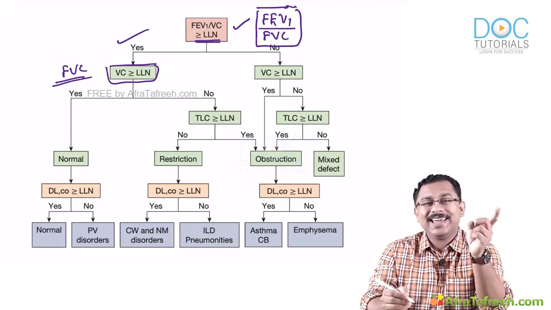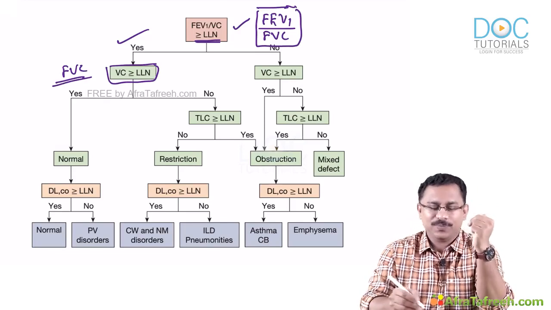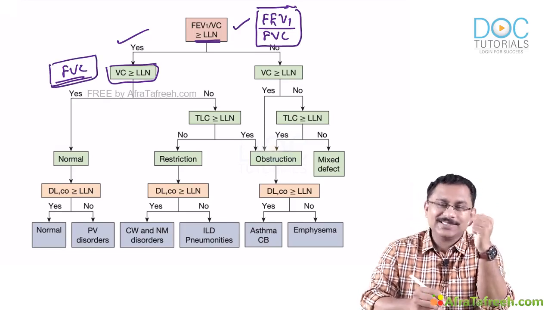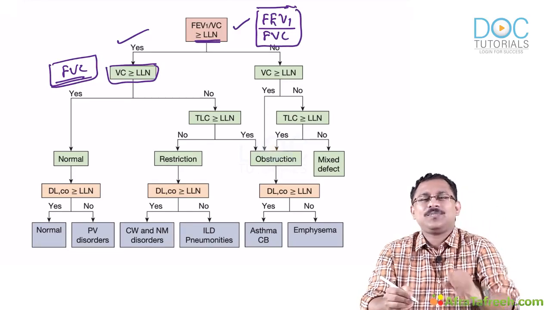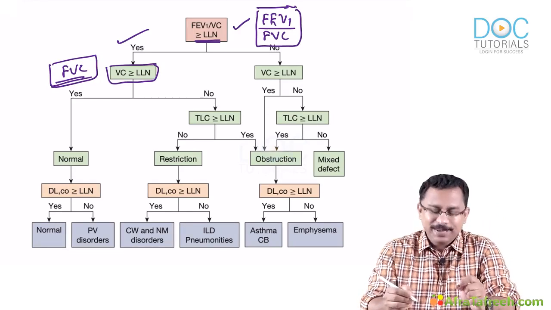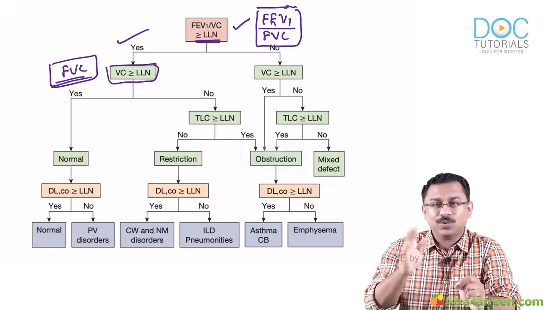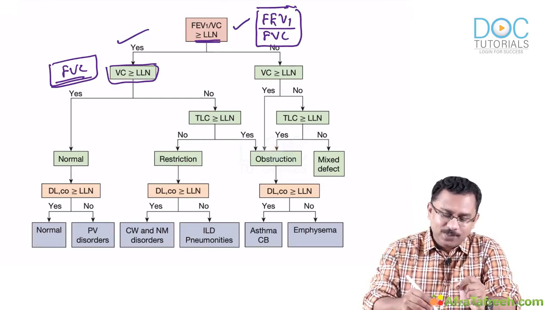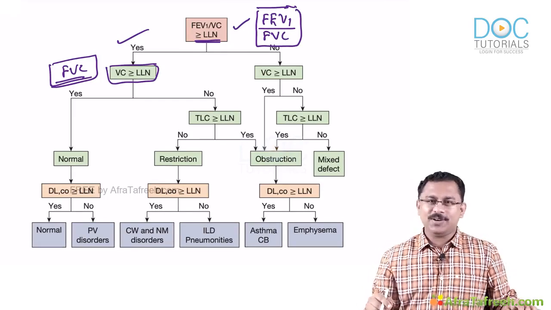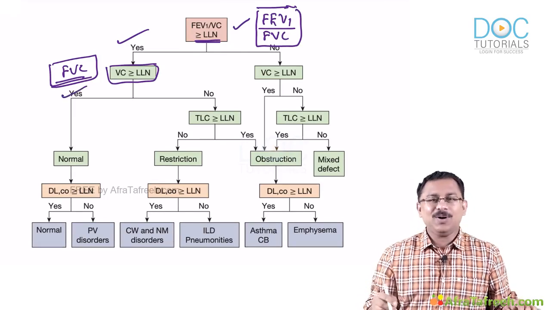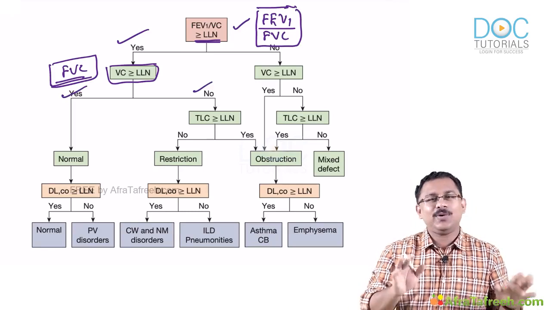Initially you measure the FEV1 to FVC ratio. Second, once this ratio is high, you look at the FVC, forced vital capacity. Now, suppose you can have two scenarios: one in which the forced vital capacity is above the lower limit of normal, and the other where it is not above the lower limit of normal.